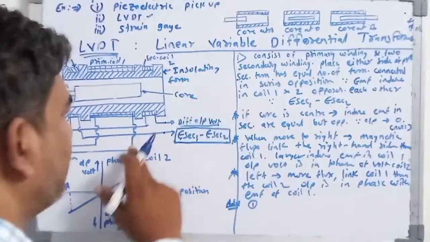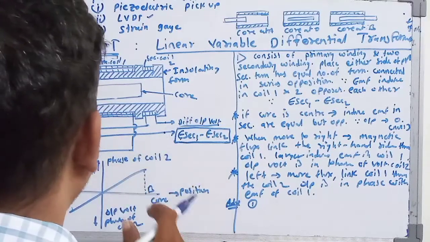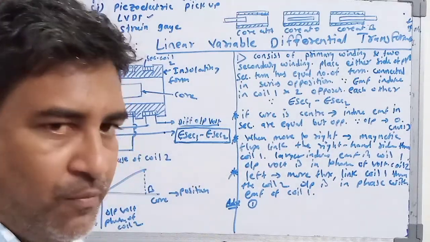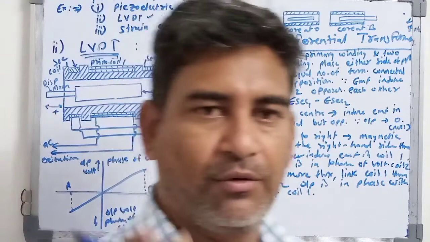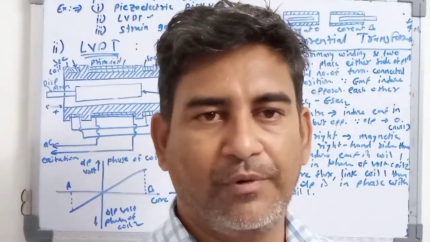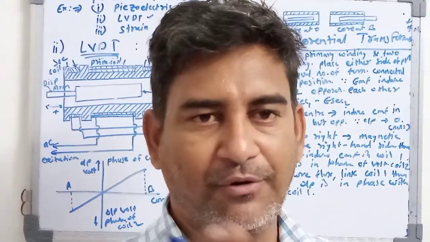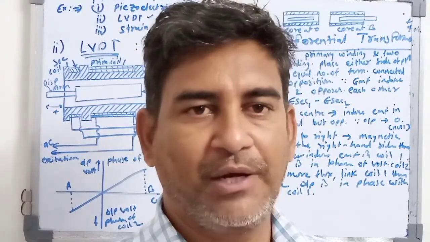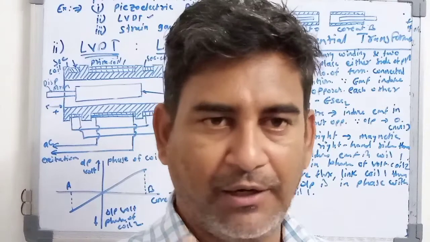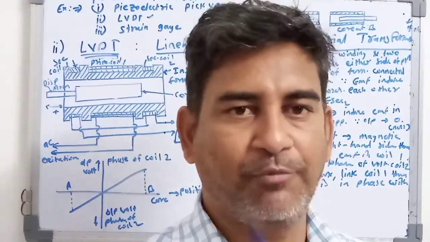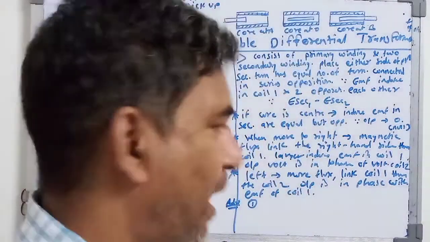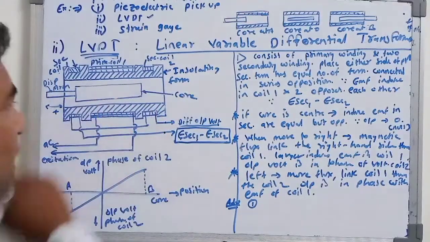Okay, this is the first point in this one. Now what they have shown is that the core has to be moved from left to right, the core has to be moved from right to left, and the core has to be stable in a mid position, meaning a null position. These three positions have to be marked by this particular LVDT.